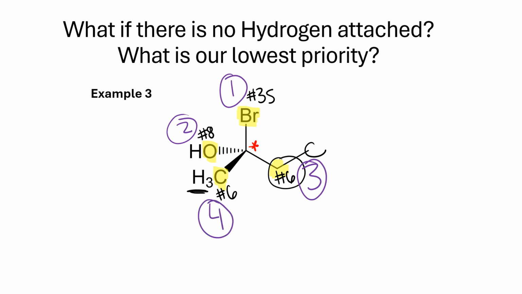And then we see the problem is our fourth priority group is coming towards us. That's a problem. So we'll need to do either some rotations or swapping of two groups. If you do that, you will get a configuration for this molecule is R. So I would recommend you take two strategies and try and figure out the configuration for this molecule. You'll check yourself. The answer should be that it is R.